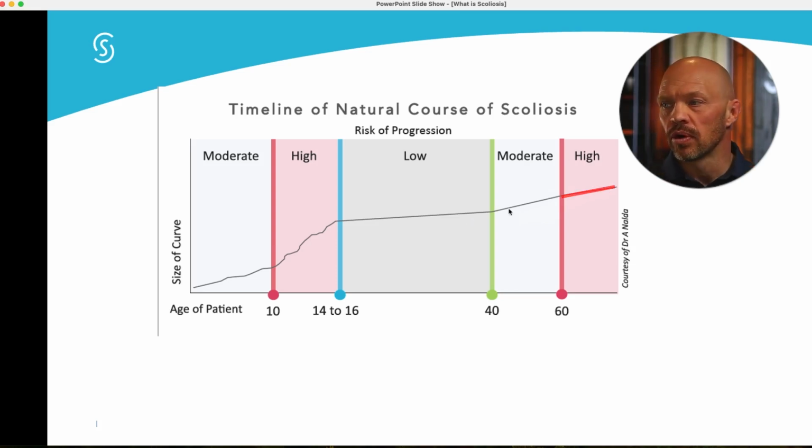So the rate of growth in adolescence is really fastest in puberty, especially those first 2 years. But we also have an acceleration in growth, which is more of a degenerative process later in life, especially after 50 in women. And as men get older, it tends to progress more and more severely. Also, the more severe the curves, the higher the risk of progression in these phases after adulthood.